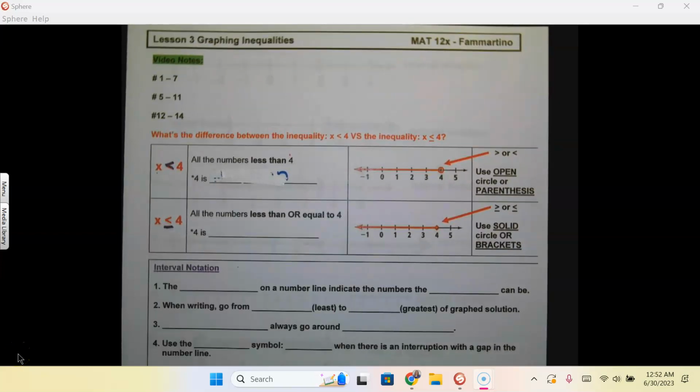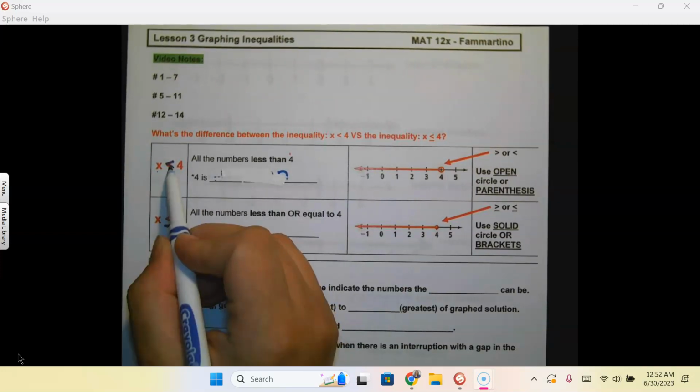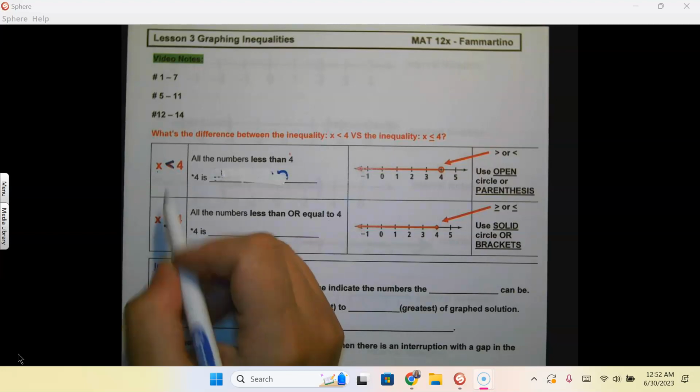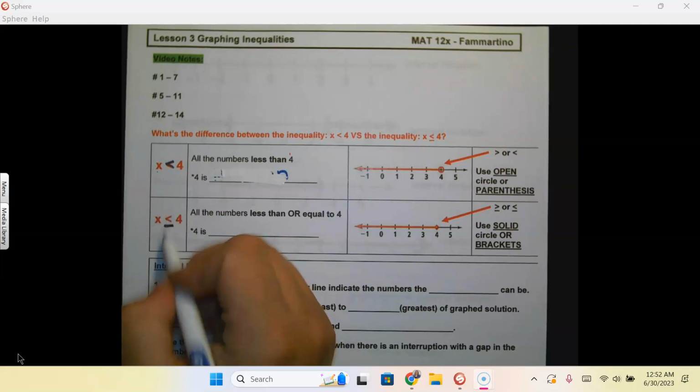In this video, we're going to discuss graphing inequalities on a number line. So let's begin with making sure we understand what the difference is between these two symbols here. This one here has the line underneath, whereas this one doesn't. That's the only difference. So what does that line mean?